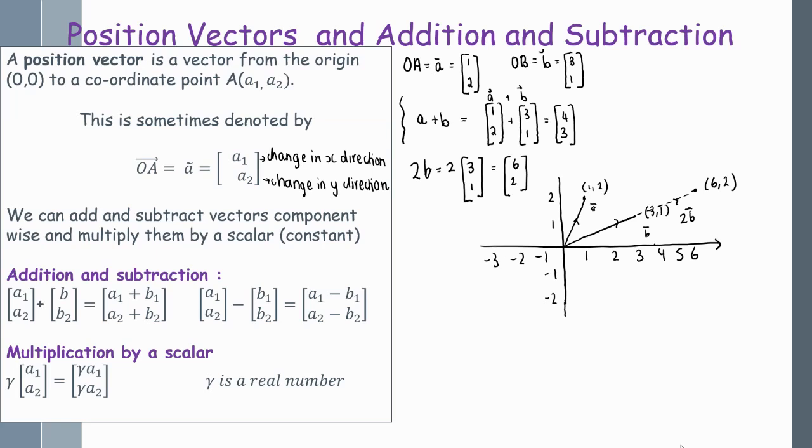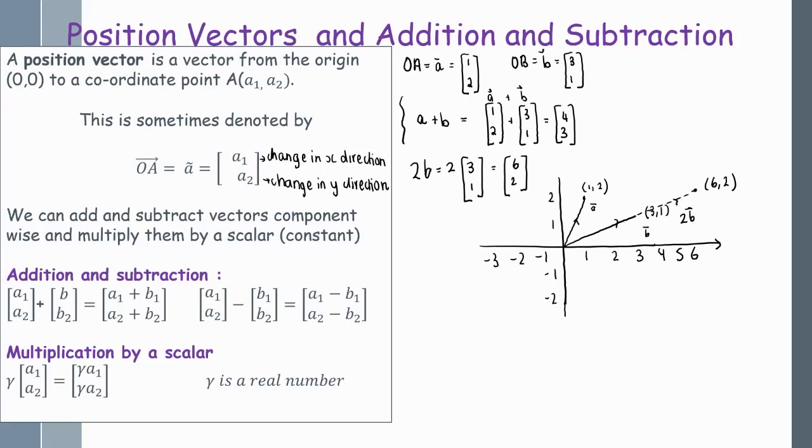Note, when we add and subtract vectors, we add and subtract their components. When we multiply vectors by a scalar or just a number, we multiply both the first component of our column vector and the second component of the column vector by this number to get our new vector.